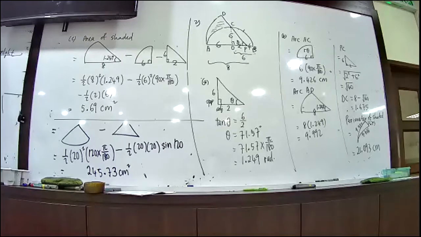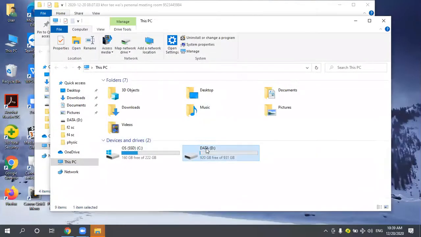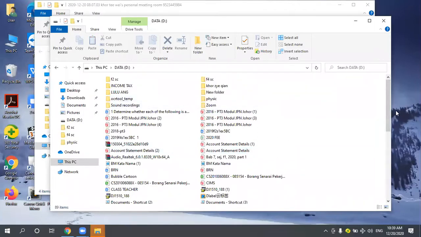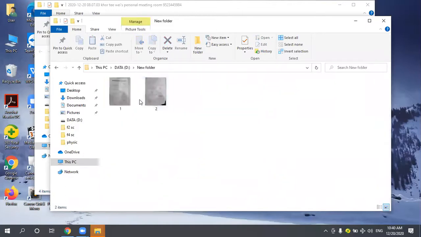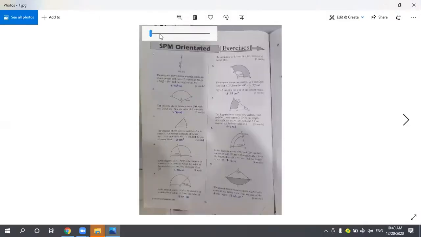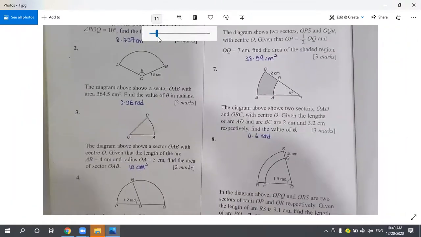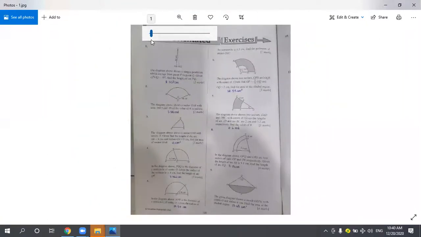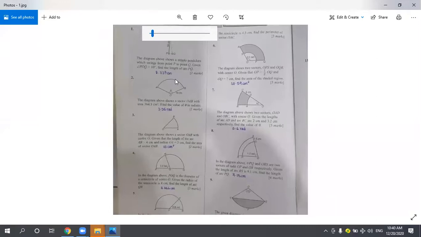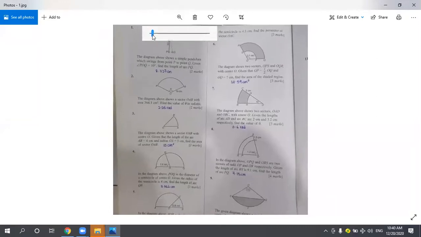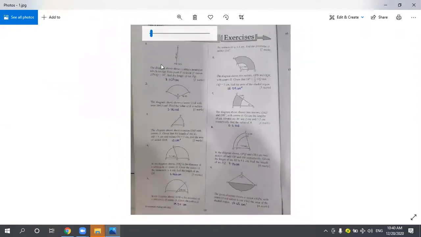Okay, come. I'll share screen for you and you just try it out how you want to solve it. I want you to try it out together. How do you solve it out? So you just wait me for a while. Okay.